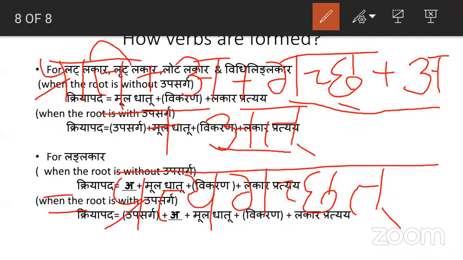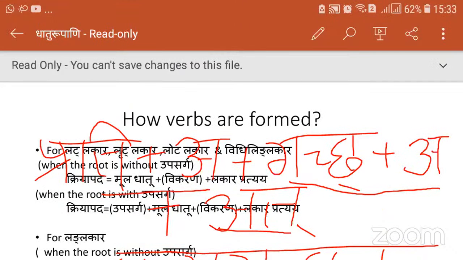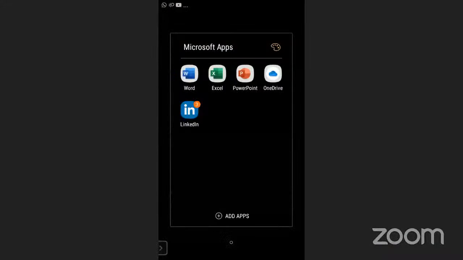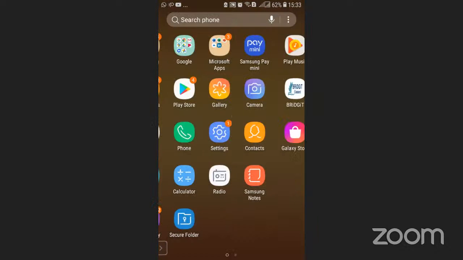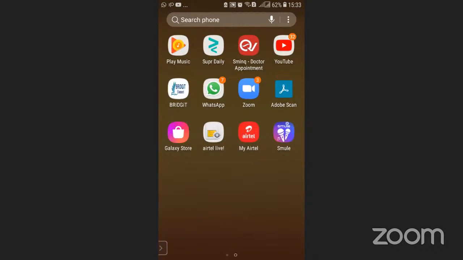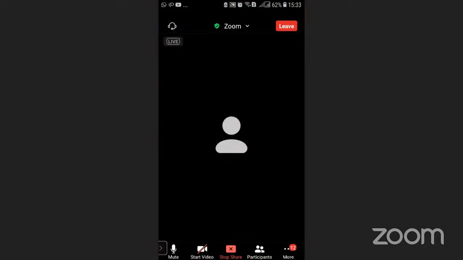So this is all about dhatu rupani, how dhatu roop are formed. Do you have any doubt? You can ask me.